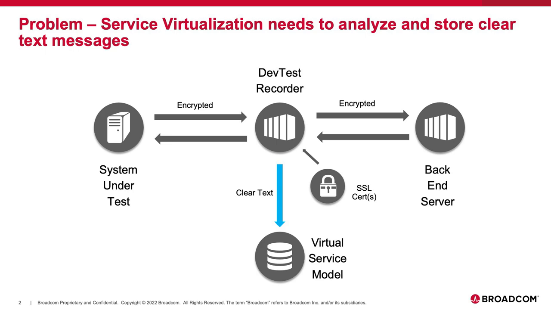Now, service virtualization needs to analyze clear text coming through it in order to build a virtual service model. These are generally XML messages, database messages, JSON messages, and the like. Now, a system under test that needs to communicate with the backend server could potentially require that all traffic be encrypted back and forth. If it's encrypted, then usually it's using some type of SSL certificate.